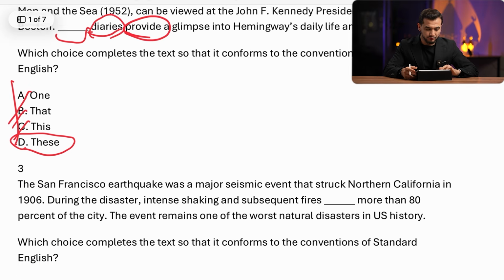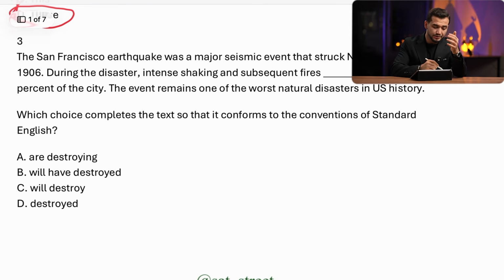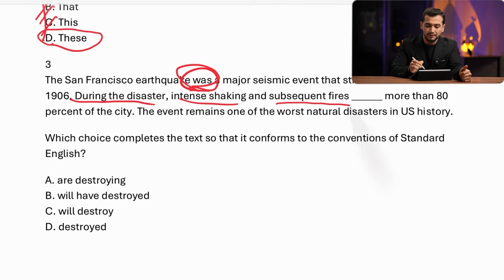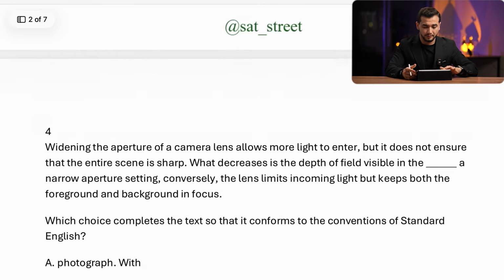Okay, so next one, it's again a question of tenses. So you have to read the sentences and pay attention to the tense. Okay, the San Francisco earthquake was a major seismic event that struck Northern California in 1906. So during the disaster, we are talking about a situation that happened only once, right? During the disaster something happened, because in the previous sentence it was also past. The intense shaking and subsequent fires. So the only option with past tense is D, destroyed. That's all. Easy as this.